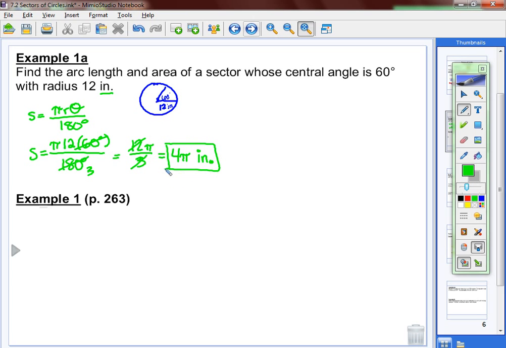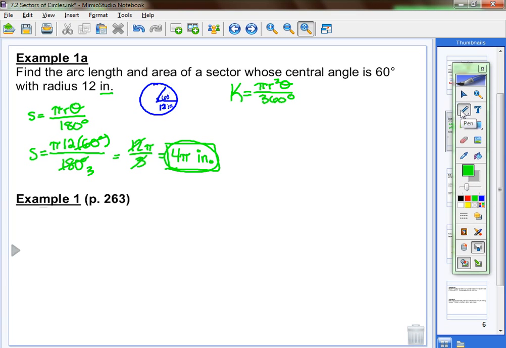If you can write your answer in terms of pi so that it's a nice, neat thing like this, do it. Sometimes it won't be, sometimes you'll have decimals, and then you can round it to the nearest hundredth or thousandth or tenth. Alright, area, we said, is going to be the area of the circle, pi r squared, times theta divided by 360 degrees.